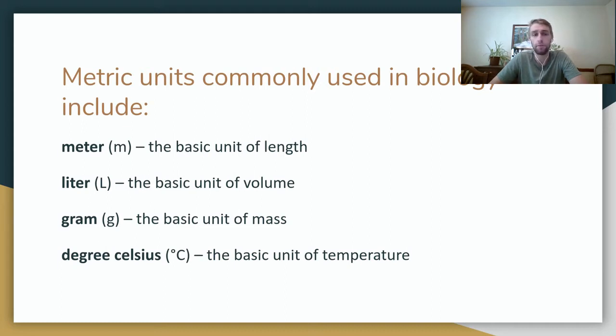When you're measuring volume, that's going to be in liters. Uppercase L, that's an important distinction. Mass, we're going to measure using grams, lowercase g. And then temperature is in degrees Celsius. You may have also heard of another temperature scale called Kelvin. That's another one that's used a lot in science, but we're going to use mostly Celsius this year when we deal with temperatures.